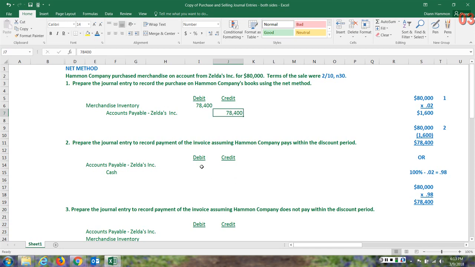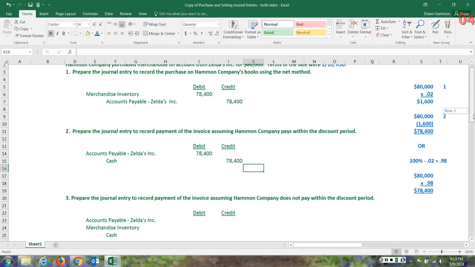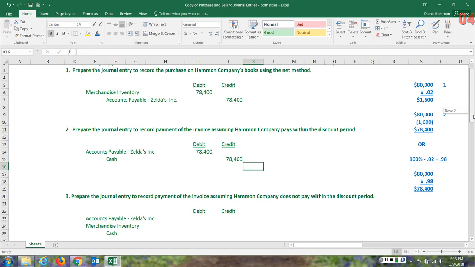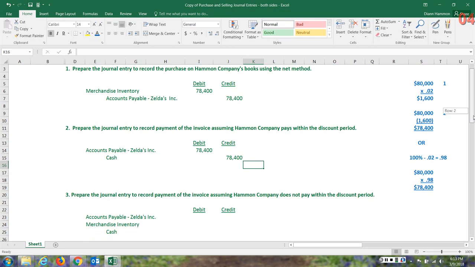Number 2, prepare the journal entry to record payment of the invoice and assume that Hammond Company pays within the discount period. Okay, so we owe Zelda $78,400. We are paying within our 10-day, which was the period of time that was given to us with our credit terms above. So we're going to debit the accounts payable now, showing we paid this account. This will reduce the amount. And then we will credit the cash account, which is a reduction in the cash as well. Cash is a current asset. It does reduce with a credit to that account.